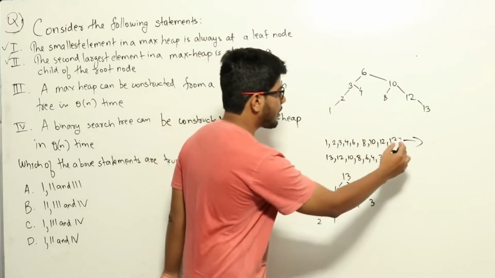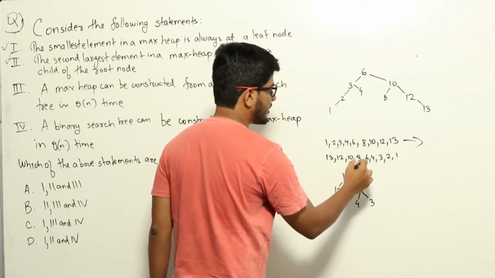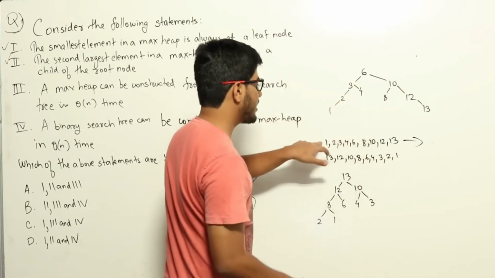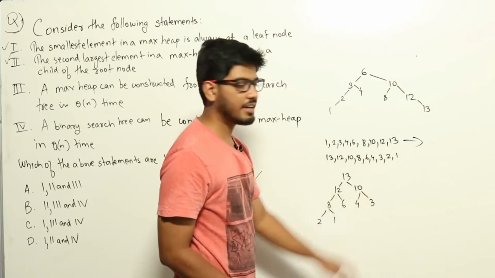Now if I just write it in descending order, that will give me this: 13, 12, 10, 8, 6, 4, 3, 2, 1. So from the binary search tree we reached here in theta n time. This also will be taking theta n time, so the total will be theta n time only.